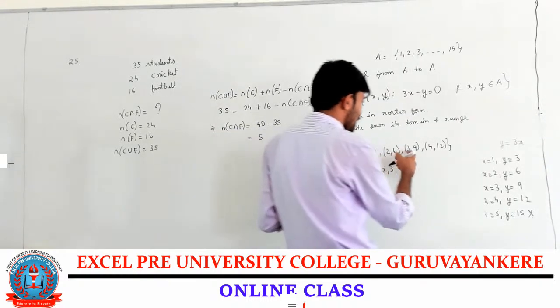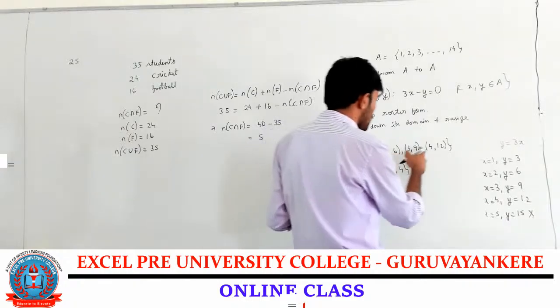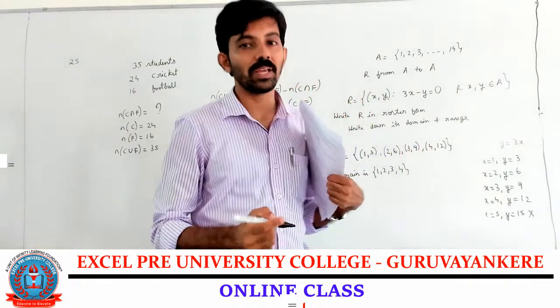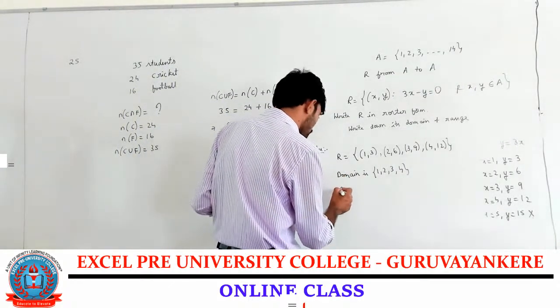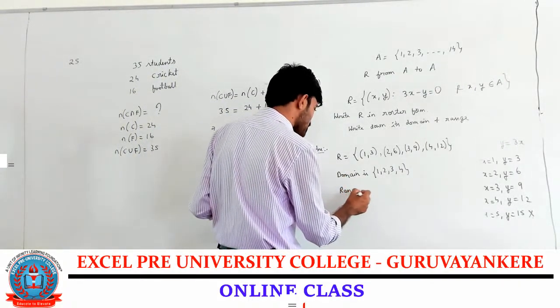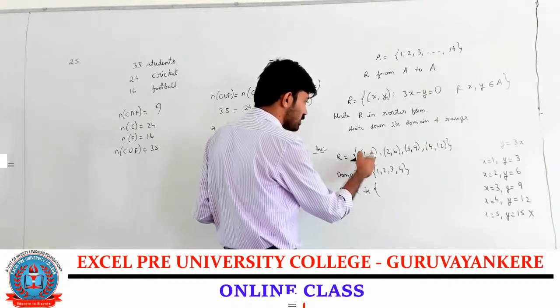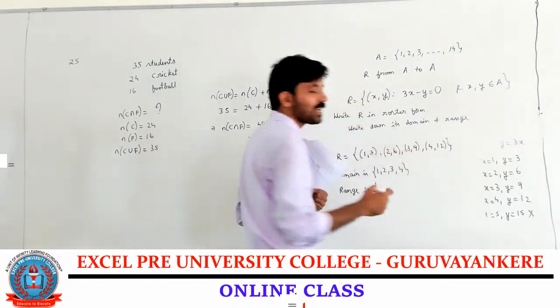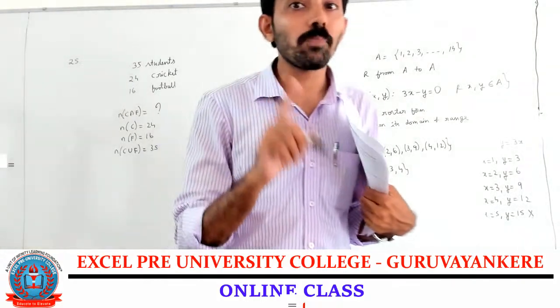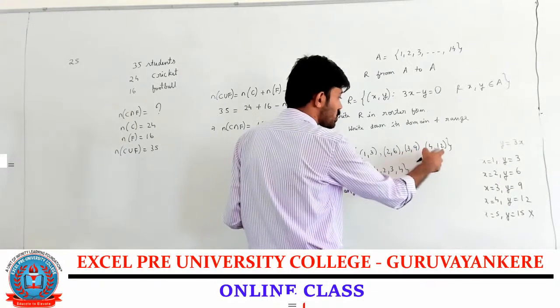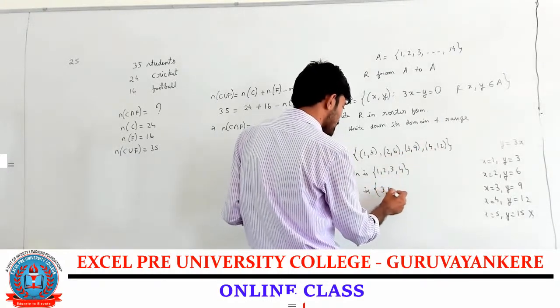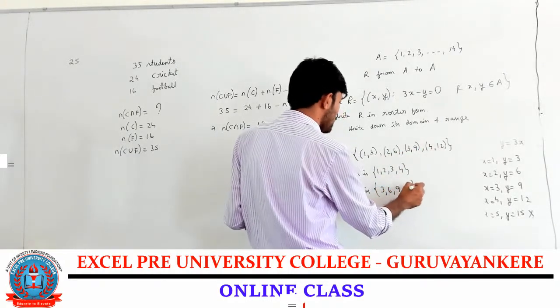In the ordered pair (a, b), all possible values of a are called the domain. All possible values of b are called the range. In ordered pair (a, b), all possible values of b is called the range. That is 3, 6, 9, 12. That is the range.